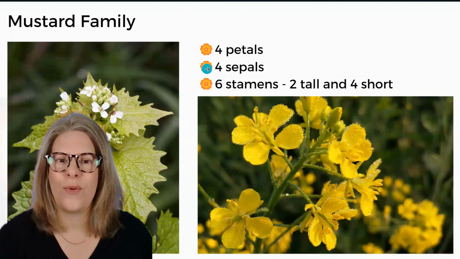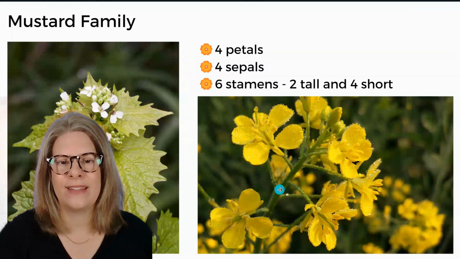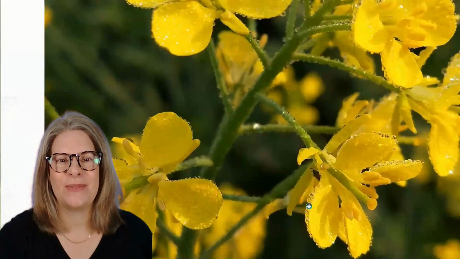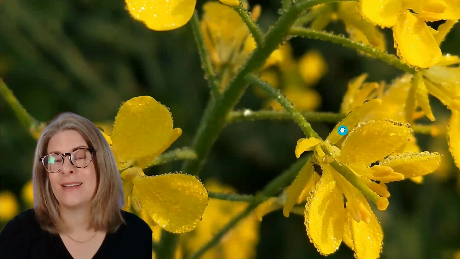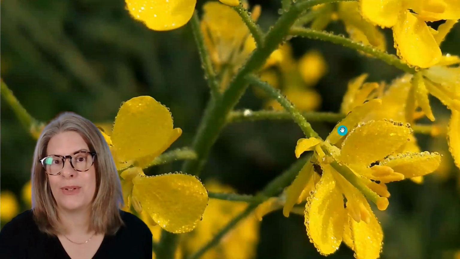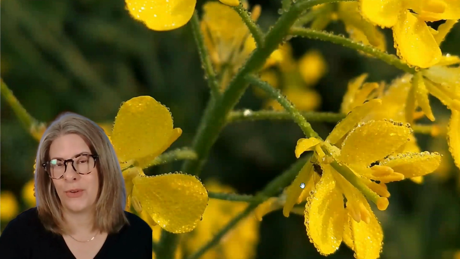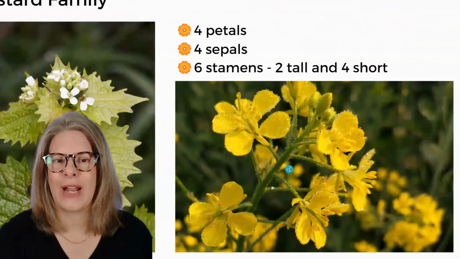Next is 4 sepals. You can see it right here in this section. Let me see if I can zoom in for you here. Okay, if you zoom in real far, you can see the 4 petals. And then these look like petals, but they're not. Sometimes flowers' sepals will look like petals, and sometimes they will look more like the traditional green. But these are the sepals of this mustard variety.